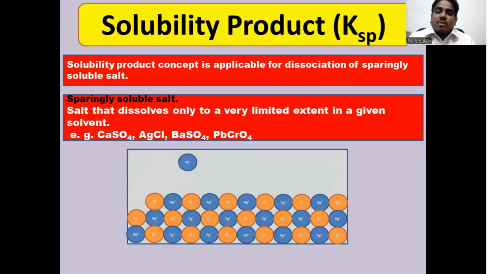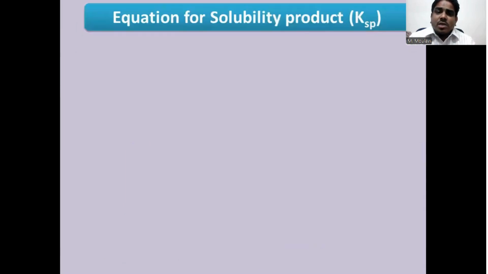So silver chloride undergoes dissociation as Ag+ and the Cl- ion, and it is represented by this chemical equation. Silver chloride solid, a sparingly soluble salt, undergoes dissociation in aqueous solution as Ag+ ion and the Cl- ion to a very limited extent. Now we will derive an equation for solubility product, the Ksp.